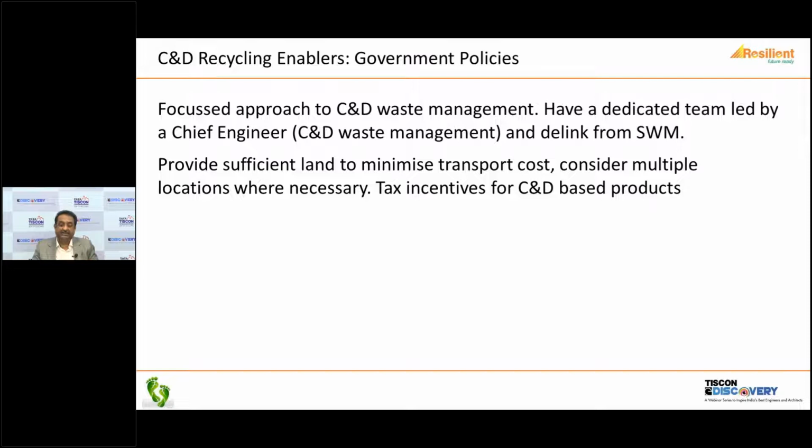There should be good tax incentives for the C&D based products, because again we are talking about investment and making the investment work, and good tax incentives are a very good way of encouraging people to use C&D materials.